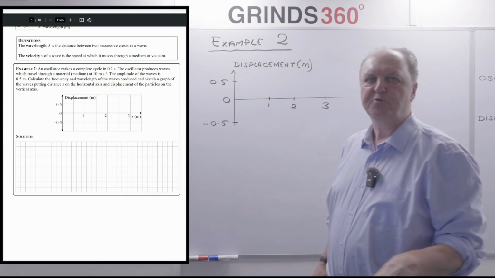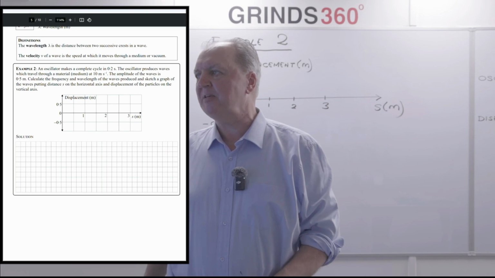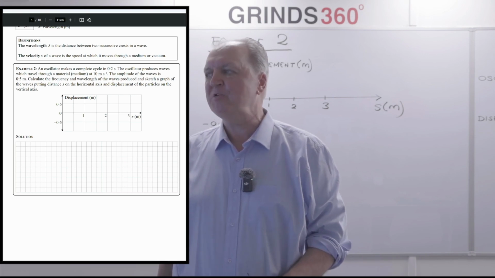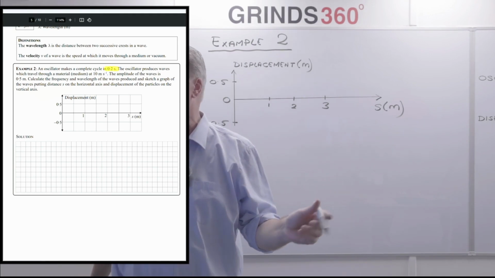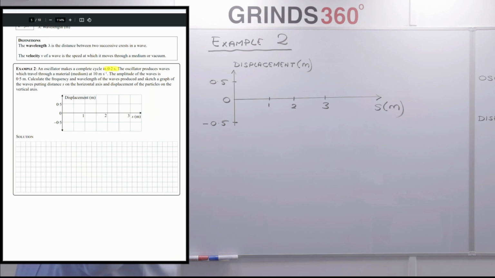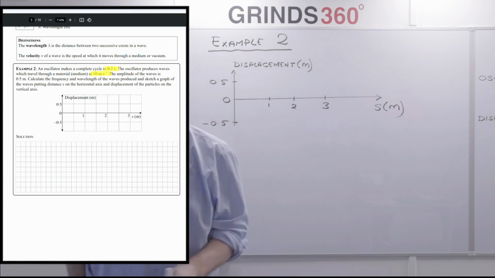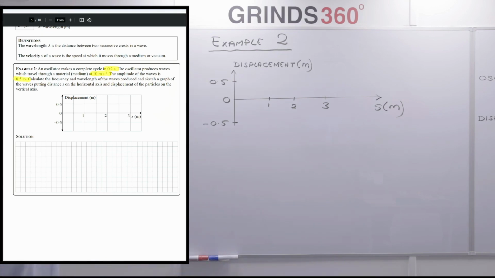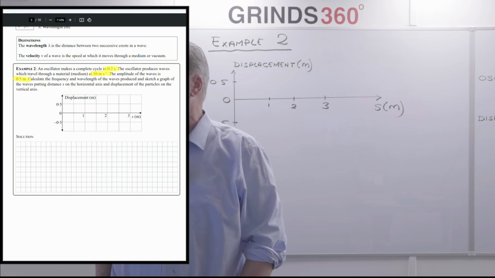Let's move on to example 2. So in example 2, an oscillator makes a complete cycle in 0.2 seconds. You know what that is, don't you? That there is the periodic time. The oscillator produces waves which travel through a material medium at 10 meters per second. That's the velocity of the wave. The amplitude of the waves, that's the maximum displacement in either direction, is 0.5 meters. So they're asking me to calculate the frequency and wavelength of the waves.